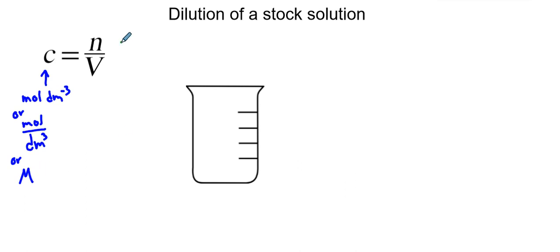The N is, of course, the number of moles that you have in solution, and that can usually be calculated through the mole formula, mass divided by molar mass. And then the V is the volume. And the volume will be in decimeters cubed, assuming that is the unit that you're using in measurements for concentration.